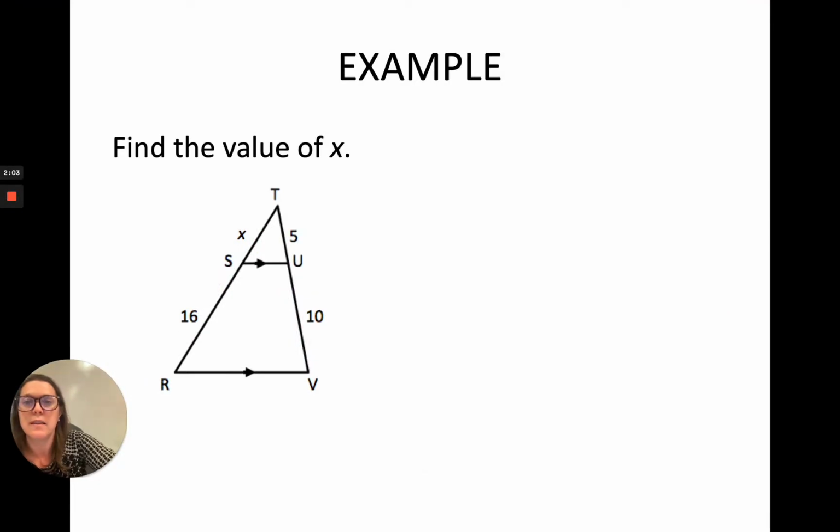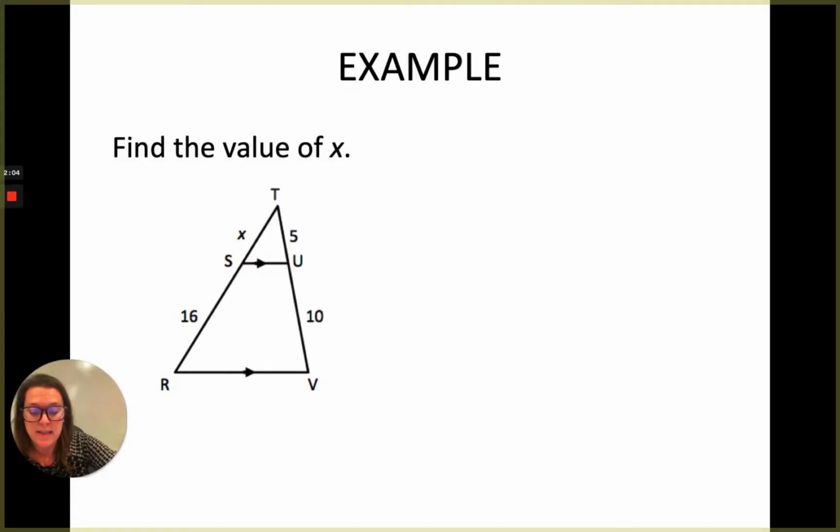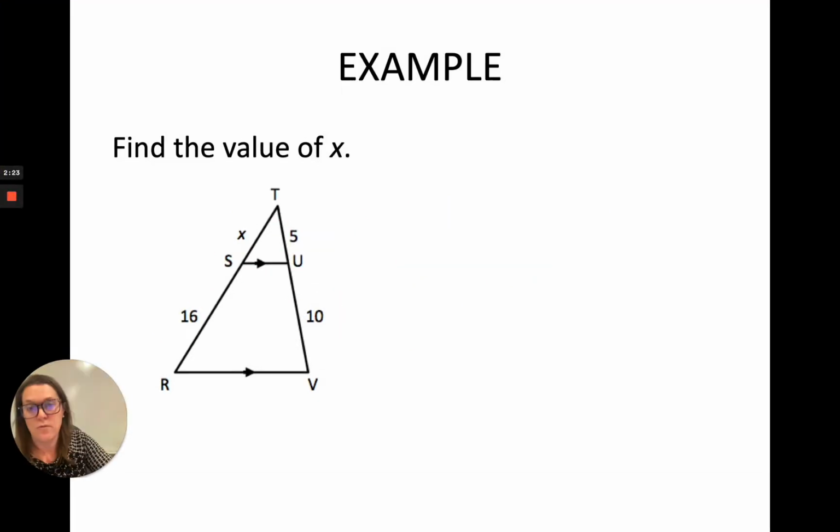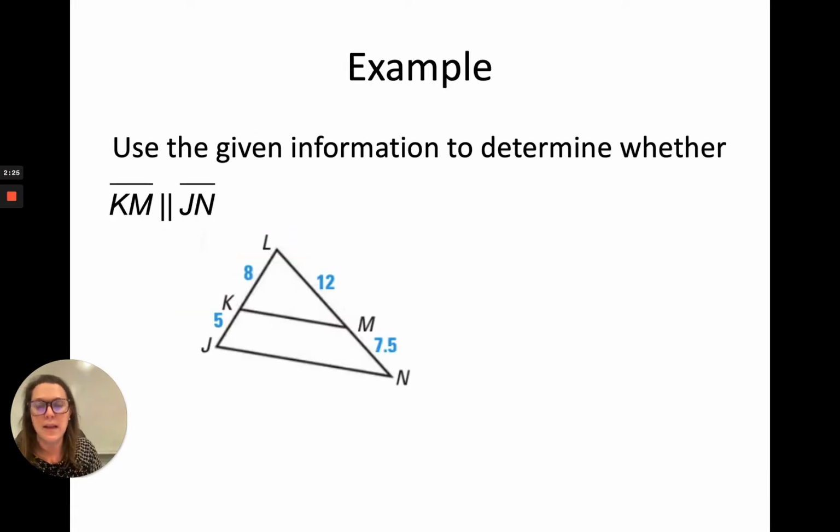Simple as that. I like to say, write it as you see it. Do you see how the physical ratios are there? x is over 16, 5 is over 10. Just set them equal, right? Just write it as you see it. Don't make it any harder than that.